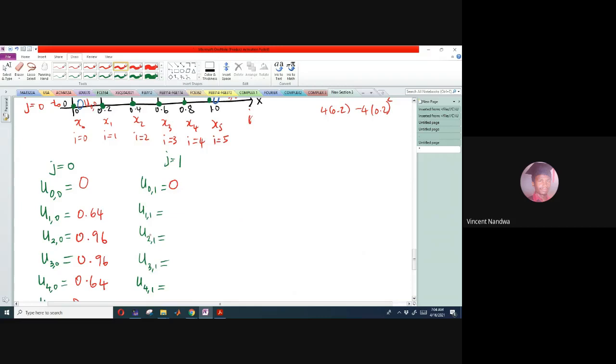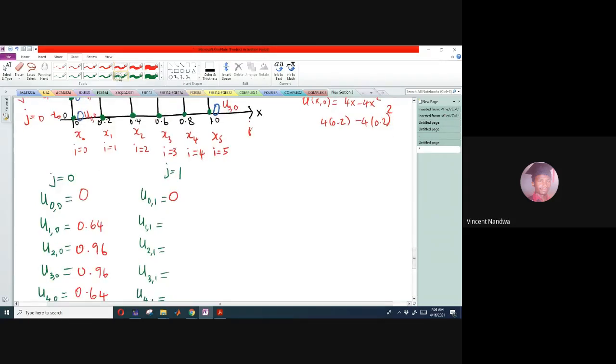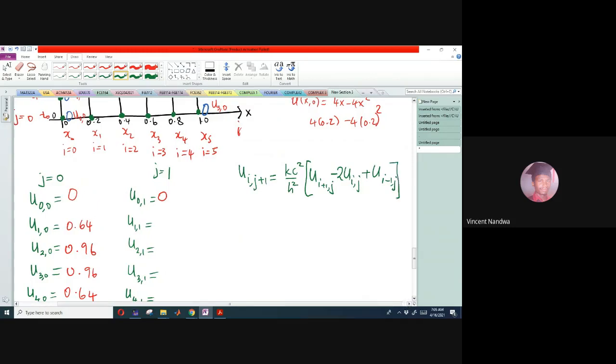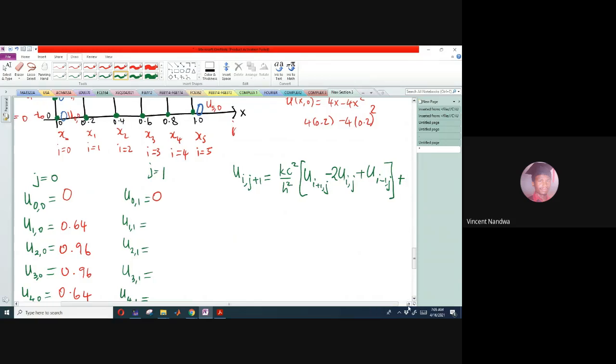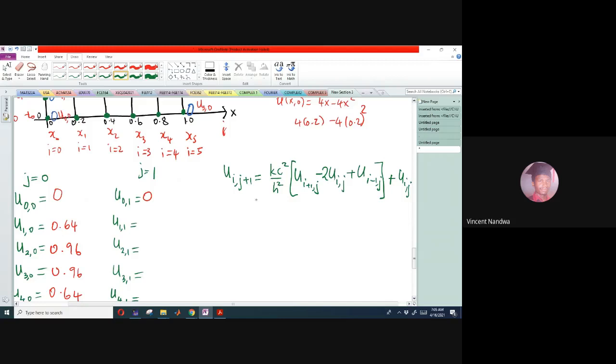Now, for these other values, where the j value is 1, 2, 3, etc., we have to remember the scheme that any given value u(i, j+1) is given by k c squared over h squared into this, from equation 1: u(i+1, j) minus 2u(i, j) plus u(i-1, j), close brackets, plus u(i, j). In our case, k is given as 0.02.